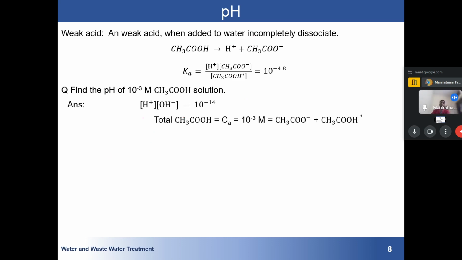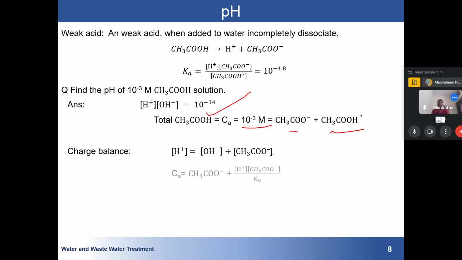So I know that the total CH3COOH added is referred to as Ca, and its concentration is 10 to power minus 3 molar. This is the summation of the dissociated form, CH3COO minus, and the undissociated form, CH3COOH star. For charge balance, the charged species contributing in the system will be H plus, OH minus, and CH3COO minus. So H plus is equal to OH minus plus CH3COO minus.